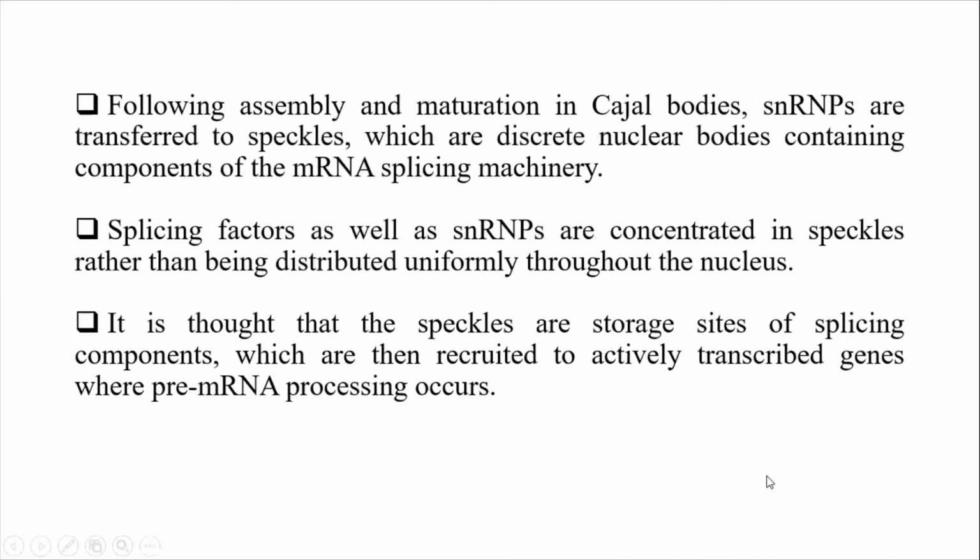Now, following the assembly and maturation in the Cajal bodies, all these snRNPs are then transferred to the speckles, those are your nuclear speckles. They are again discrete nuclear bodies, which contain the machinery for mRNA splicing. So splicing factors are concentrated in the speckles. In short, what is happening? All those spliceosome machinery जो है आपकी nuclear bodies में रहती है. Nuclear bodies में भी we have got different categories. Just now we have seen Cajal bodies, polycomb bodies, all these are there, right? Clear? It's okay, you can make short notes also.